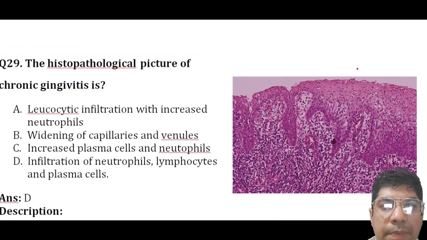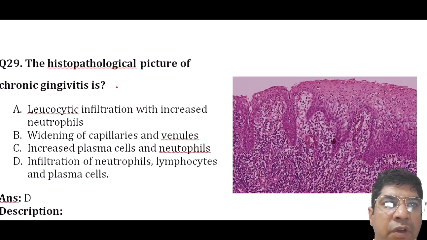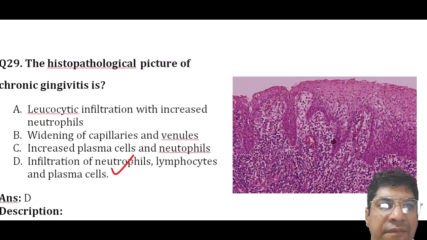The histopathology of chronic gingivitis shows infiltration of neutrophils, lymphocytes and plasma cells. So you can see a combination of these immune cells in the affected area.